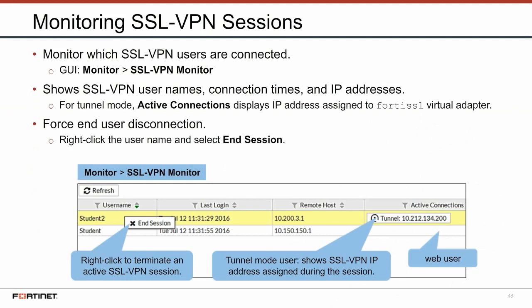You can monitor which SSL VPN users are connected on the SSL VPN Monitor page. This shows the names of all SSL VPN users that are currently connected to FortiGate, their IP addresses, both inside the tunnel and outside, and connection times. When a user connects using tunnel mode, the Active Connections column shows the IP address assigned by FortiGate to the FortiSSL virtual adapter on the client's computer. Otherwise, the user is connected only to the web portal page.